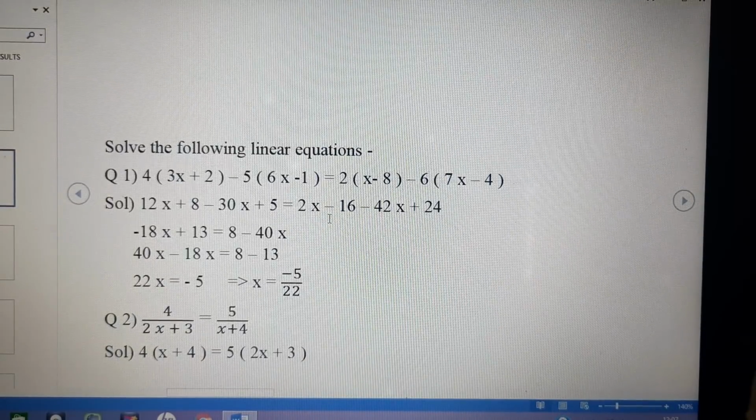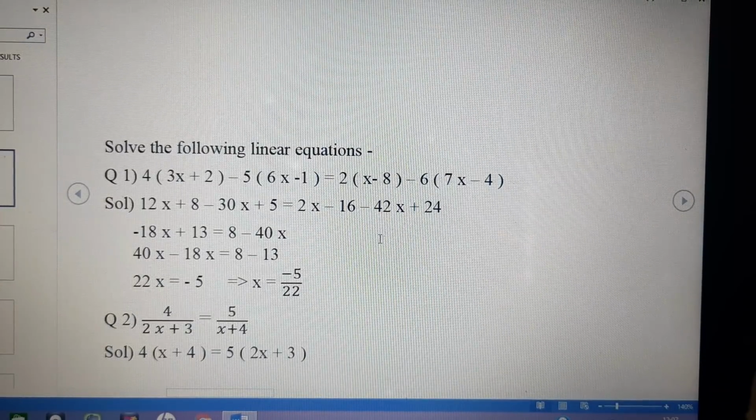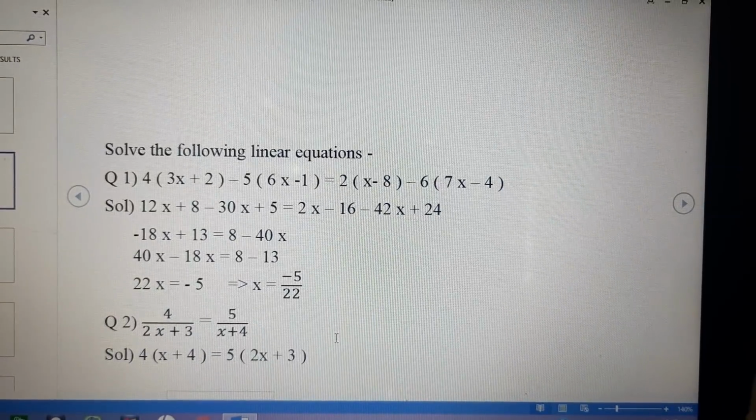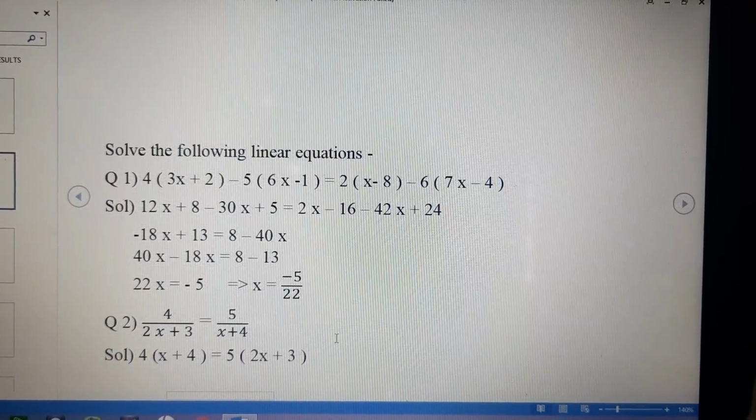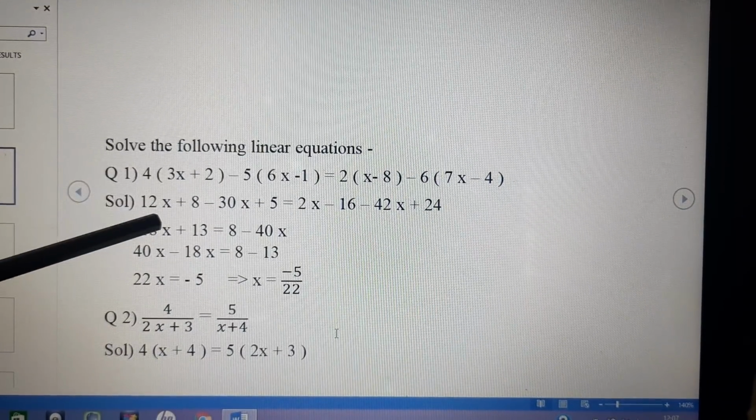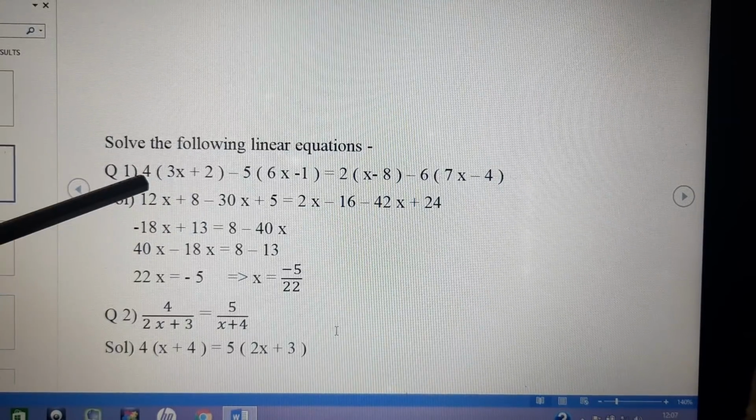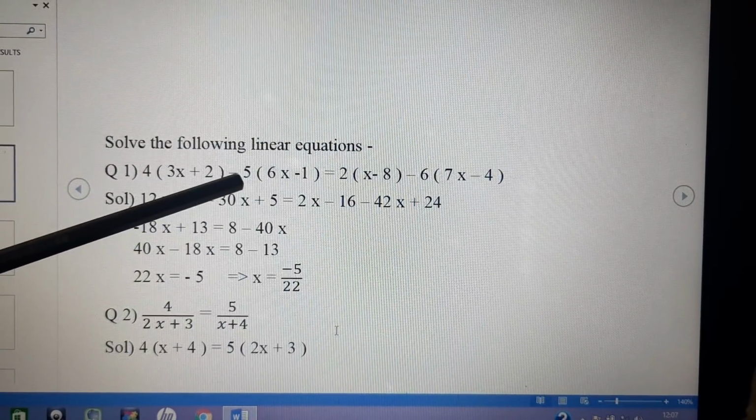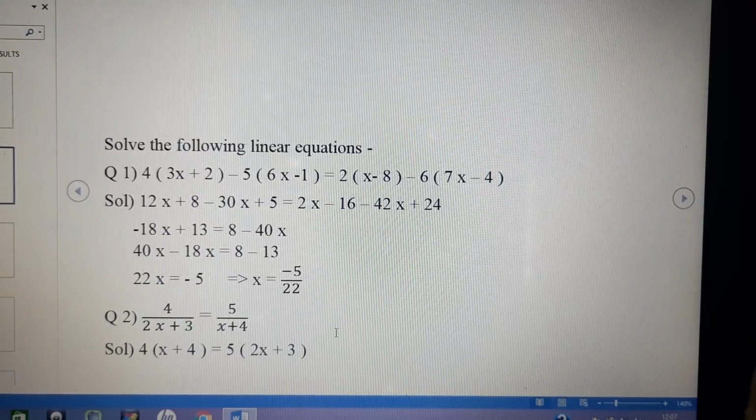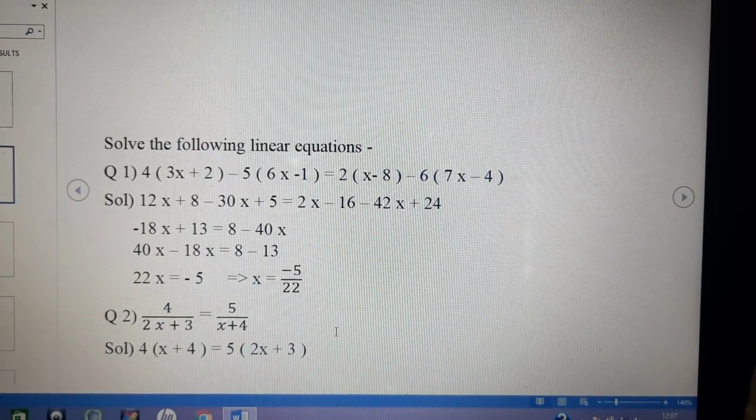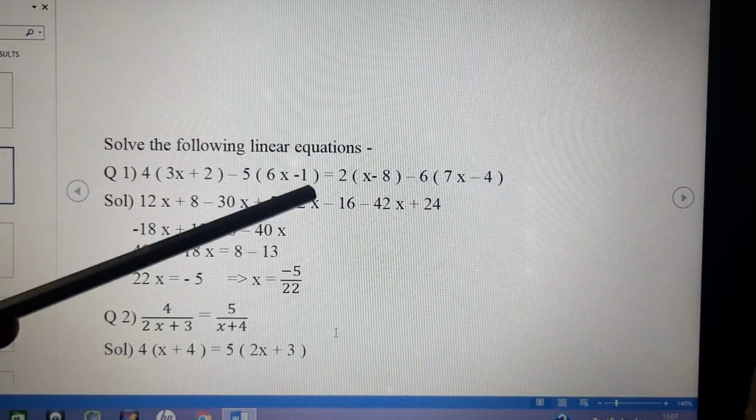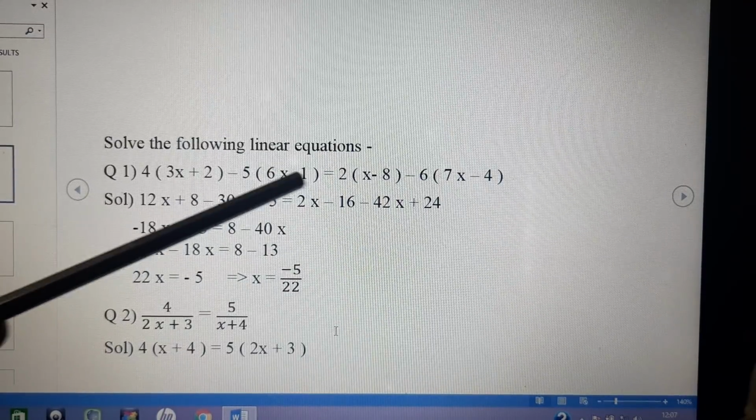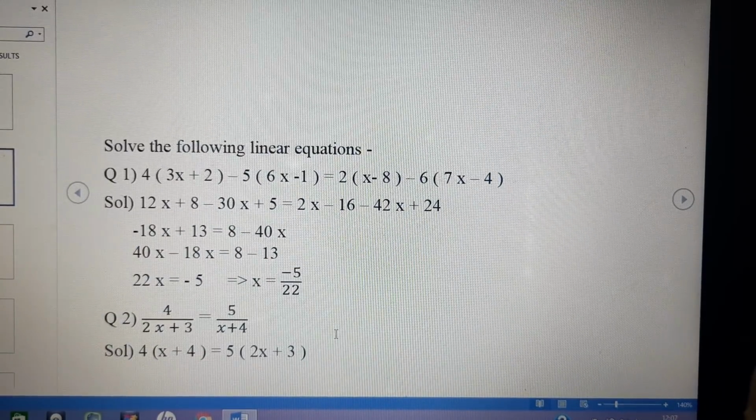Because we have been given too many brackets here, first of all we are going to open the bracket. So it becomes 4 into 3x, 4 3s are 12x, 4 2s are 8. Because it was a plus sign, no change. Minus sign is there before the bracket. So 5 6s are 30x, minus 30x. And minus 1 becomes plus, 5 1s are 5. So we have plus 5 here.